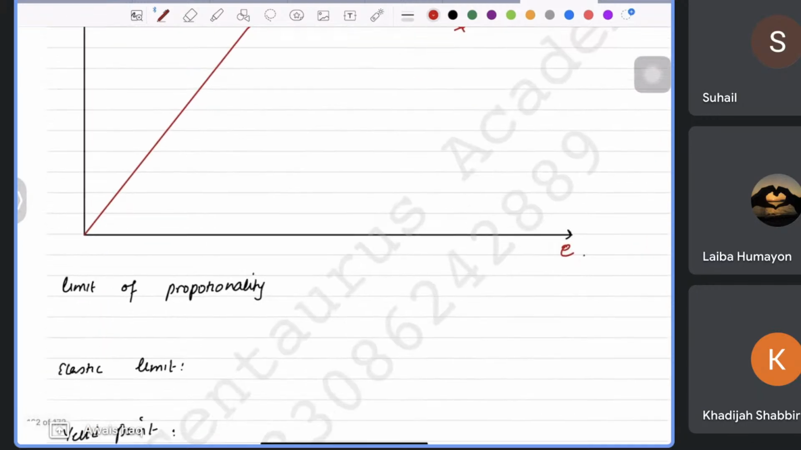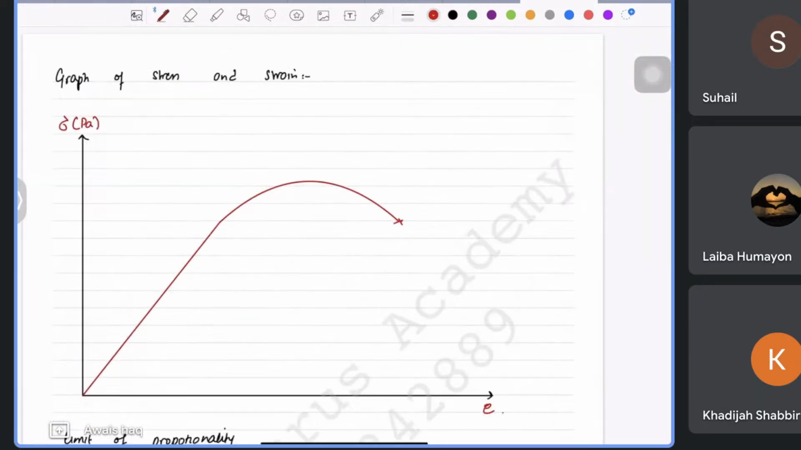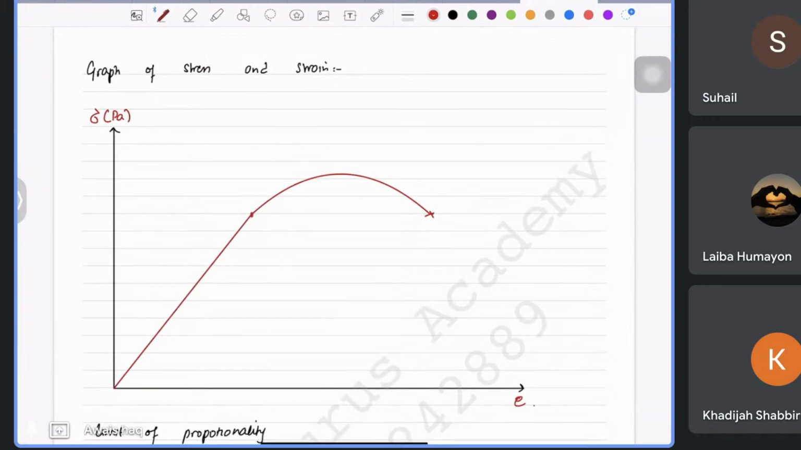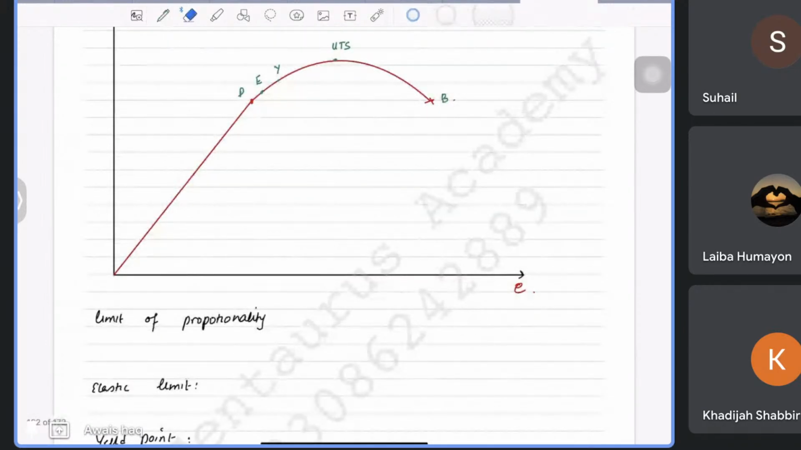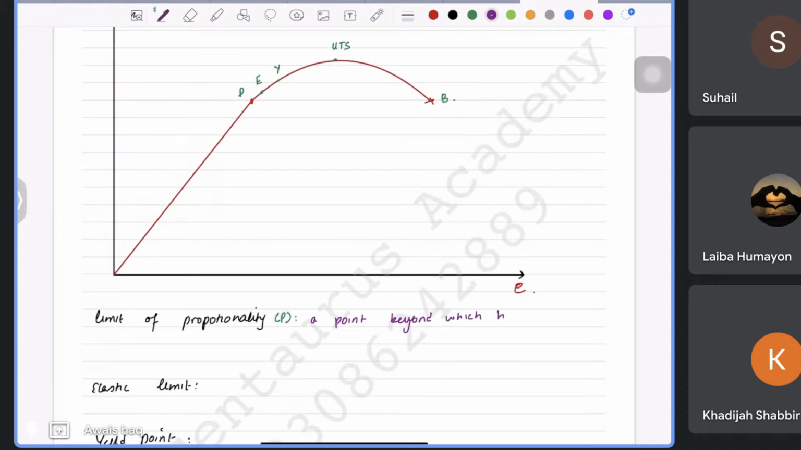For example, the first point on the stress strain graph would be the limit of proportionality P, and then just after this you have elastic limit, and then just after this you have yield point, and the top point is ultimate tensile strength, and then the last point is the breaking point. Okay, so we're going to talk about this. So limit of proportionality P, you can always write it as a point beyond which Hooke's law is not obeyed.